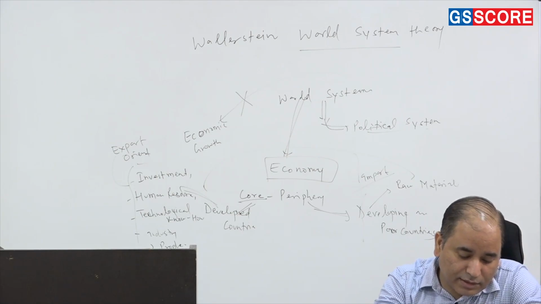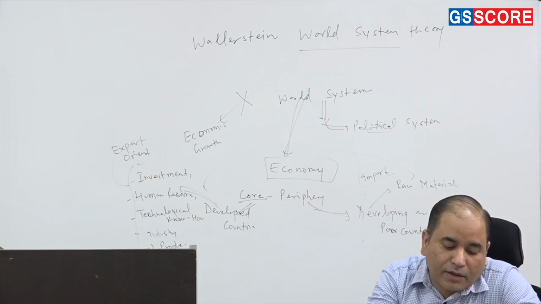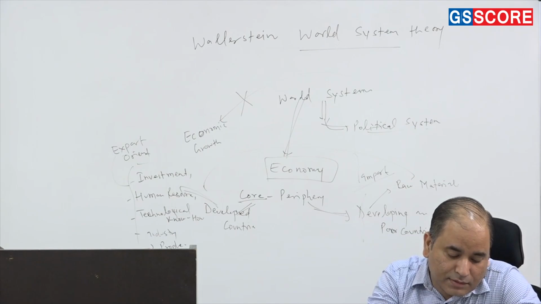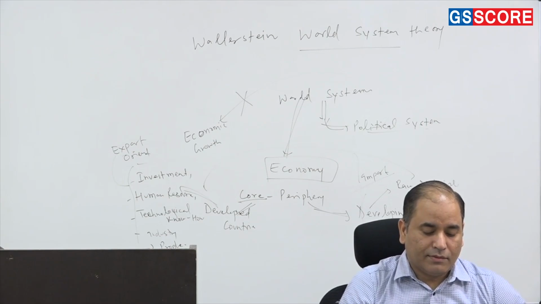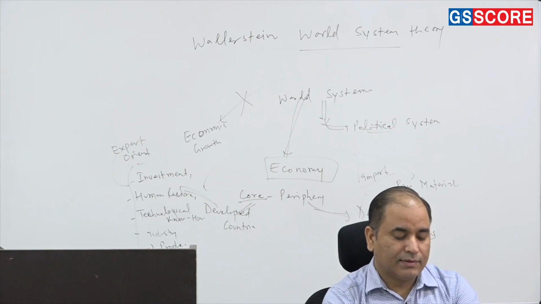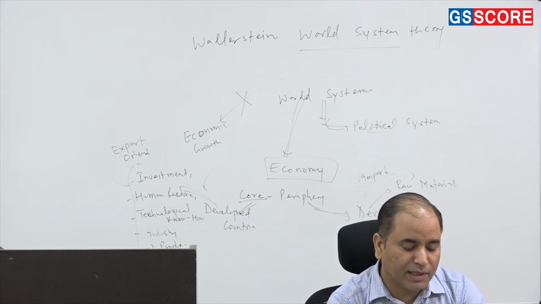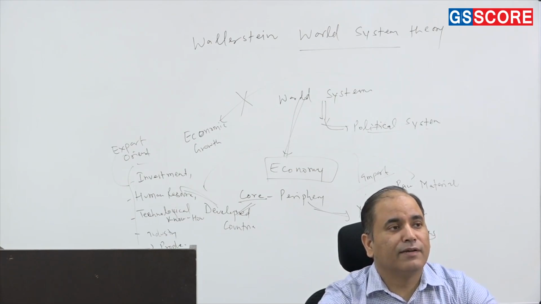Just write 2-3 lines. In 1974, Immanuel Wallerstein published a paper titled The Rise and Future Demise of the World Capitalist System.